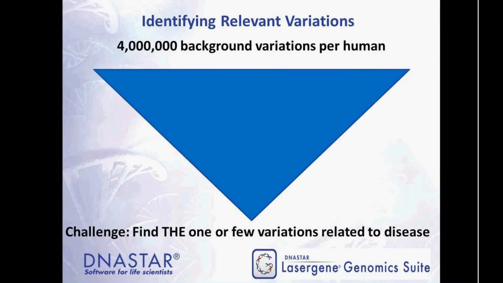So the goal really becomes sorting through all the background variations. And if you do whole human genome assemblies, that can be as many as 4 million background variations per individual. When we do exomes, of course, that's going to be a much smaller scale, but it can still very easily be 100,000 variations. And what you're trying to find is the variation or the small set of variations that are related to the disease of interest.